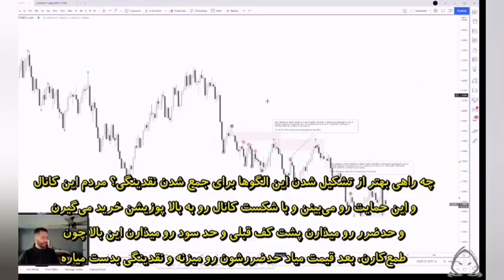And what better way to do it than to create these patterns? There's a lot of people that play patterns. There's a lot of people that play support and resistance, because if we look at this support level, we take support. We have this pattern. A lot of people are taking buys. Maybe some get some profit.